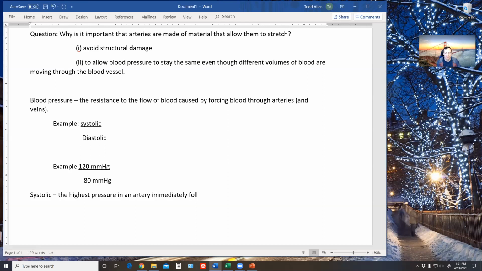Okay, thank you for answering, Abigail. I appreciate that. The aorta is not correct. The artery is a blood vessel. It's not a chamber of the heart. Okay, Kira's got it. It's the ventricles. There's the right and left ventricle. The left ventricle moves blood into the systemic circuit. The right ventricle moves blood into the pulmonary circuit. Systolic pressure is the highest pressure in an artery immediately following ventricular contraction.